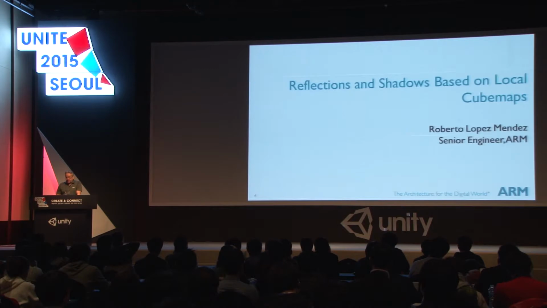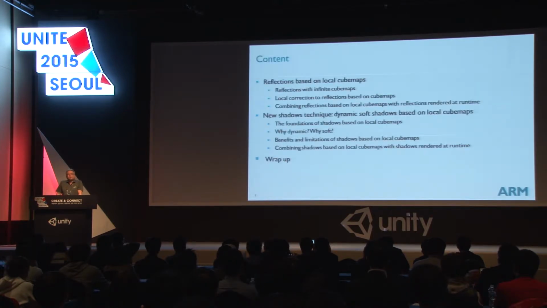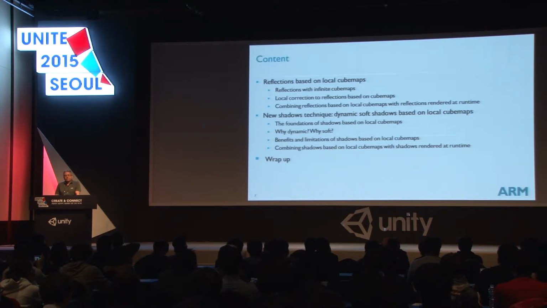So let me start with the main content of my talk, which is related with implementing reflections and shadows based on local cubemaps. I will go first through the concept of local cubemaps. I will show you how to implement high quality and efficient reflections based on local cubemaps, which is a technique available for more than 10 years, but I think that we developers haven't paid enough attention to this technique, which is especially important when developing games for mobile platforms.